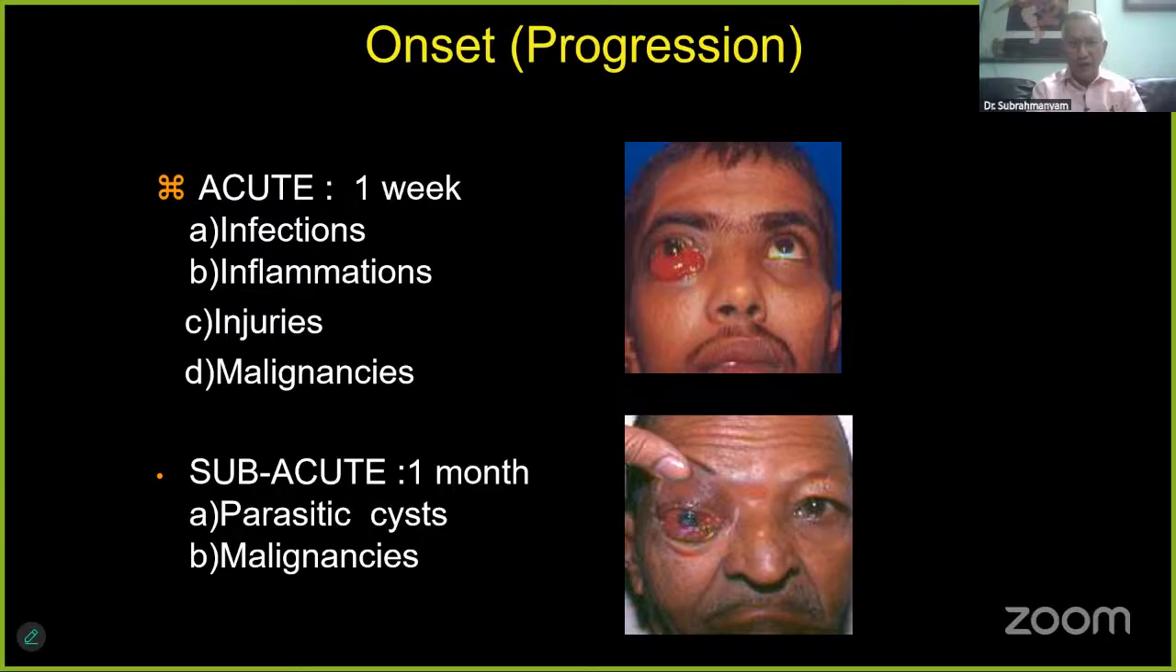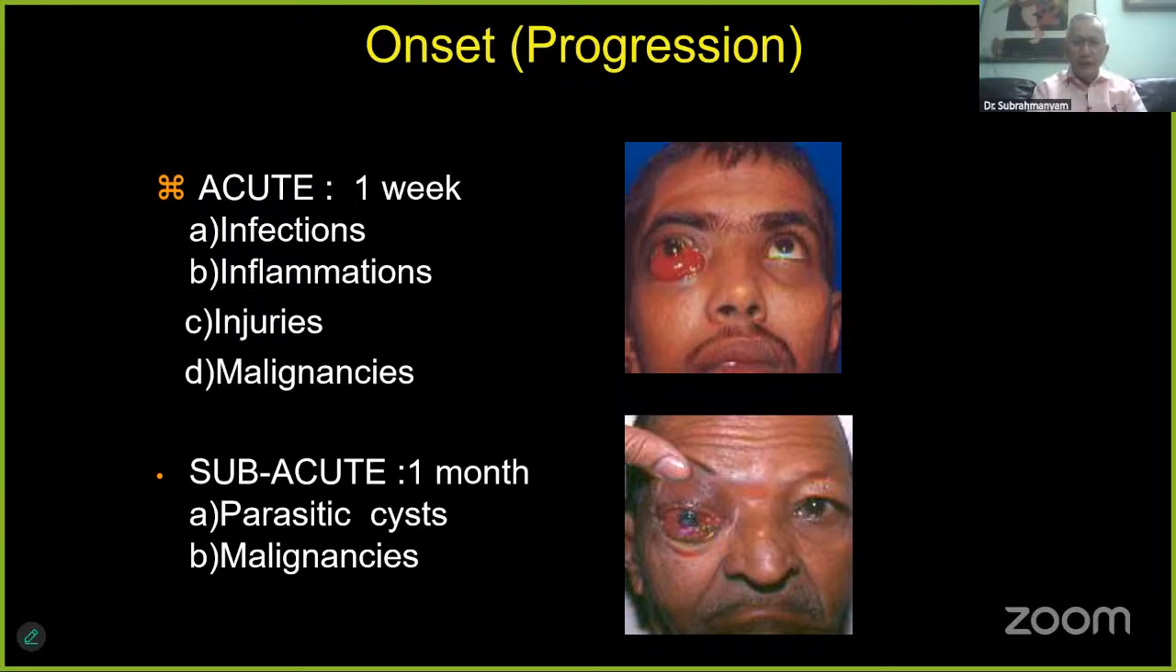Acute is 1 week. So if the patient comes within a week of the starting of the problem, it's called acute presentation. It is usually because of infections like cellulitis, abscess, which are very painful and make the patient come to the doctor as early as possible. The second are inflammations, especially idiopathic orbital inflammation, or an acute thyroid disease, or parasitic manifestations occasionally. Then trauma and malignancies, especially metastatic, which have an acute presentation.